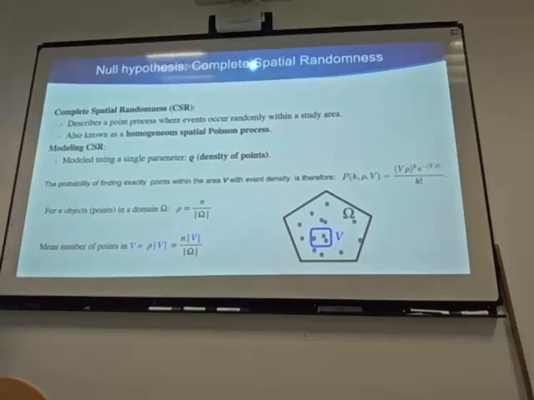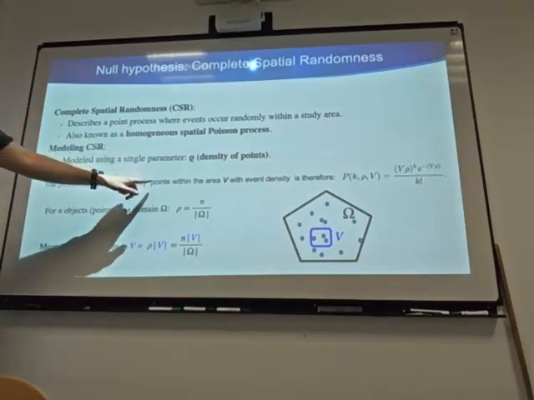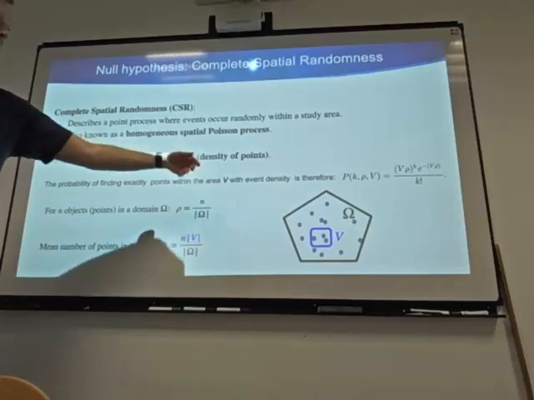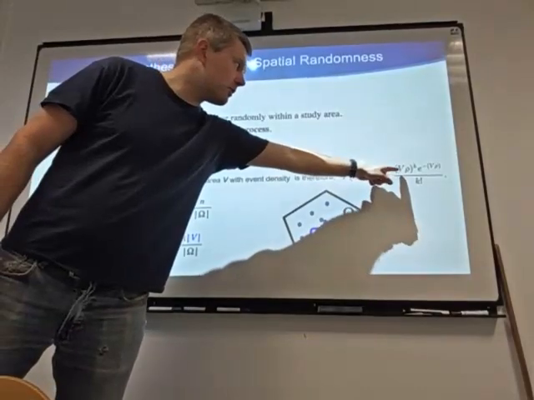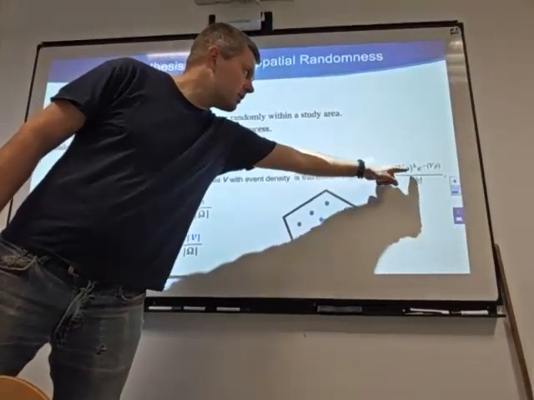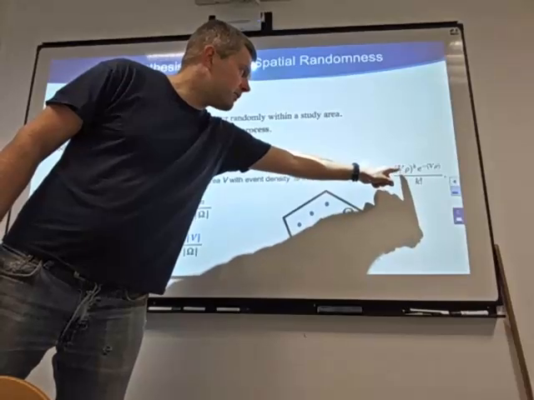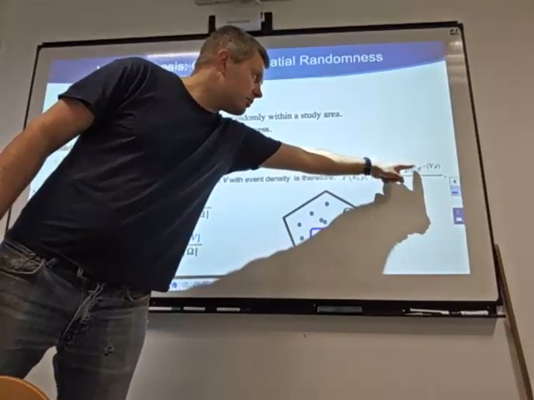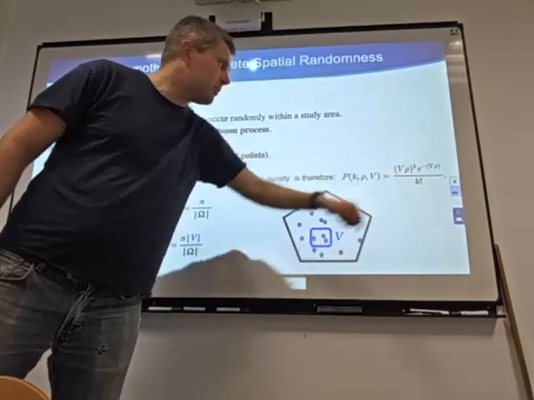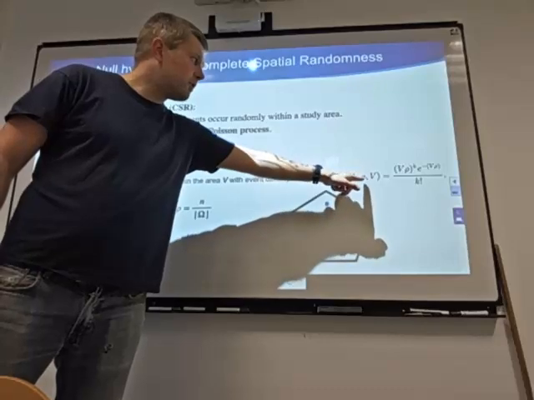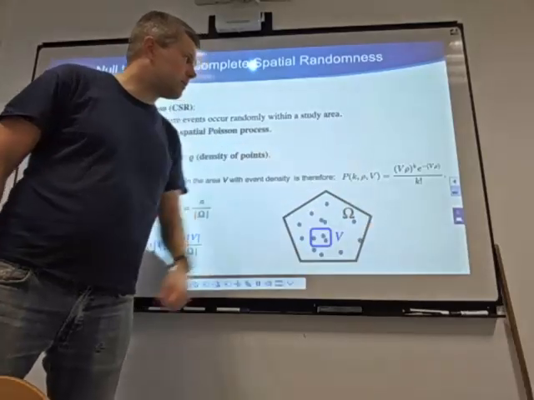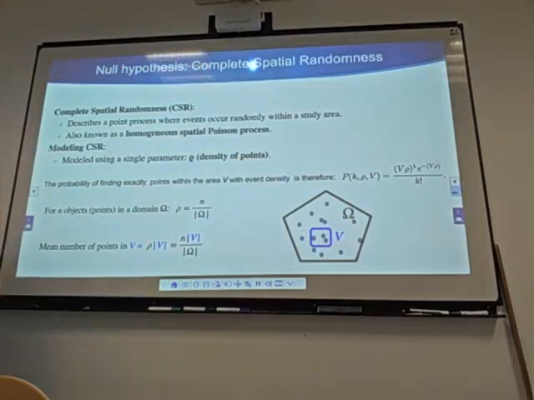There are multiple definitions. One is that the probability to find exactly k points within the area V is given by a Poisson distribution: (rho V) to the power of k, where rho is the density and V is the size of V. So this is the probability of finding k points for a process with density rho in a domain, in an area V.